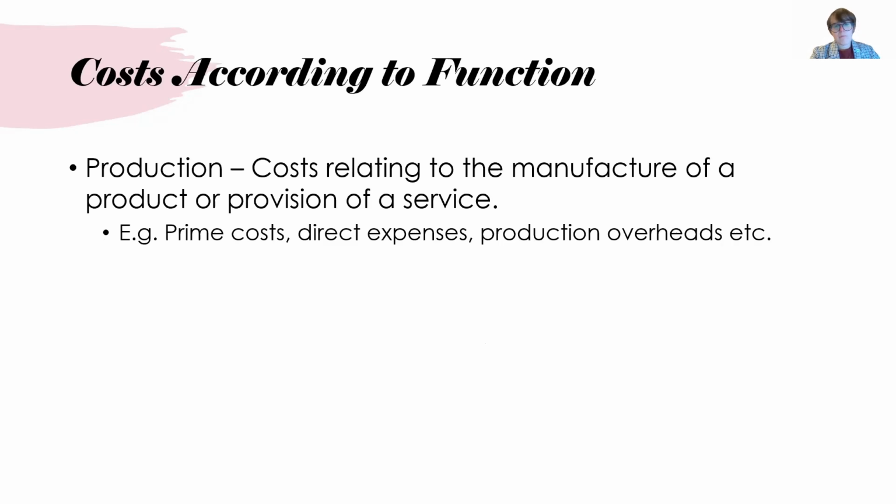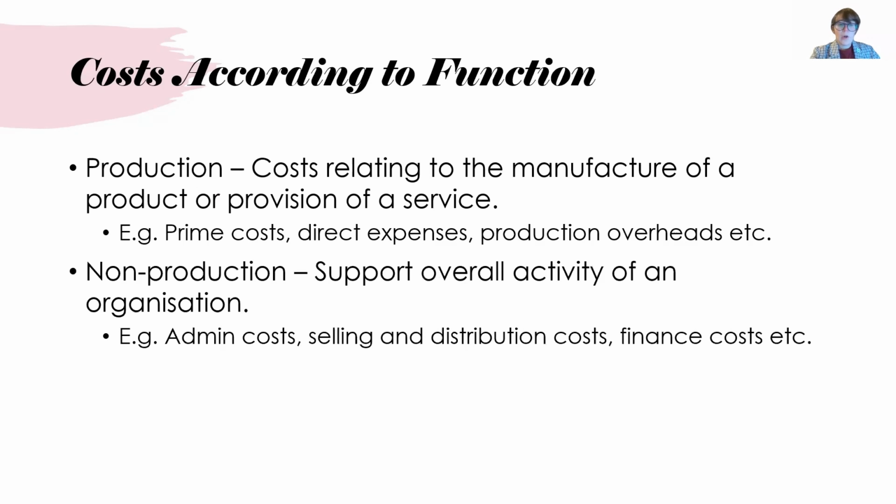Costs according to function then. So it could be production. So these costs relate directly to the manufacture of a product or provision of a service. So this could be your prime costs, your direct expenses, production overheads, etc. Alternatively, it could be non-production. So these support the overall activity of an organisation. So this is going to be your admin costs, selling and distribution, and finance, etc.